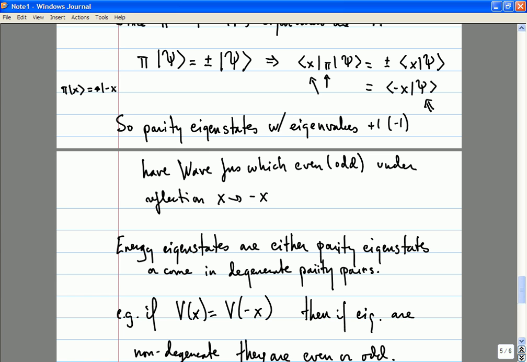The question is whether psi of x is equal to plus psi of minus x or minus psi of minus x. The definition of an even state is one where psi of x is psi of minus x. So in the case where you have a plus sign here, psi of x is equal to psi of minus x. When you have a minus sign there, psi of x is equal to minus psi of minus x. That's what we mean by an even or an odd function under x goes to minus x.